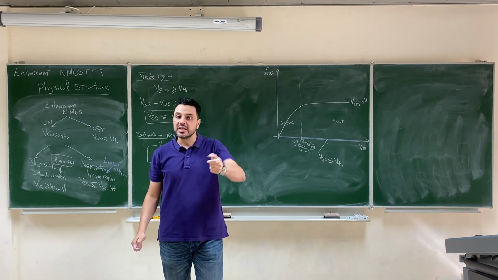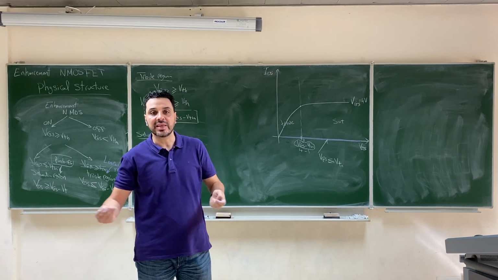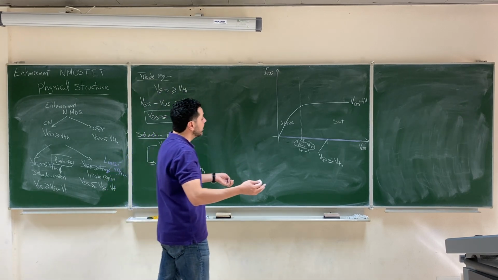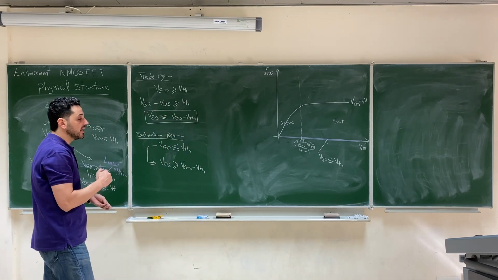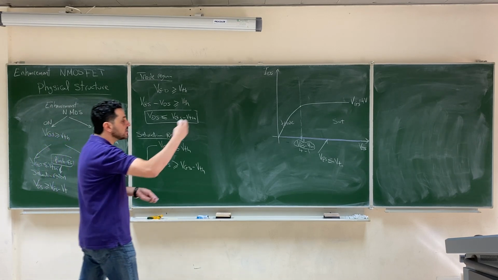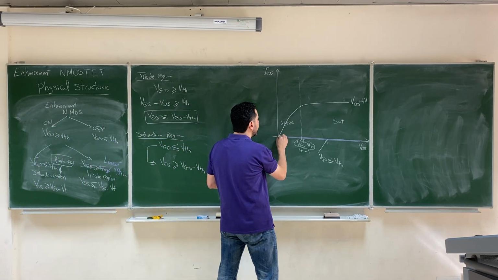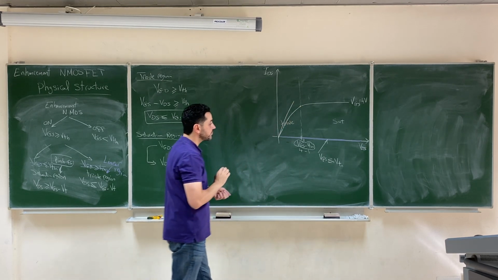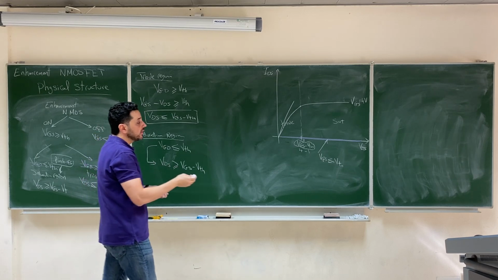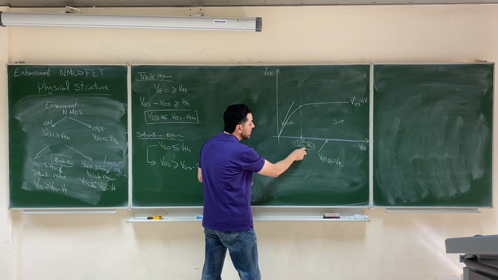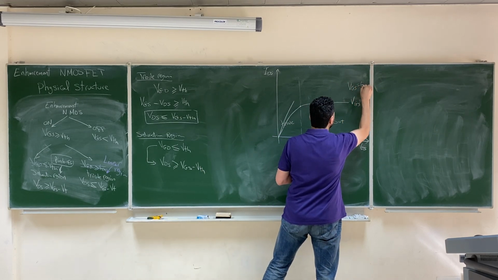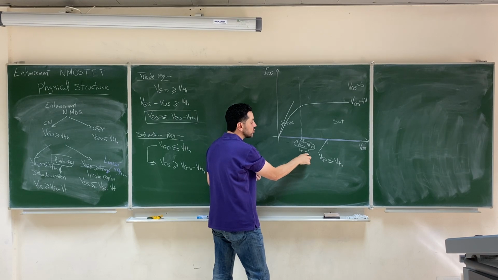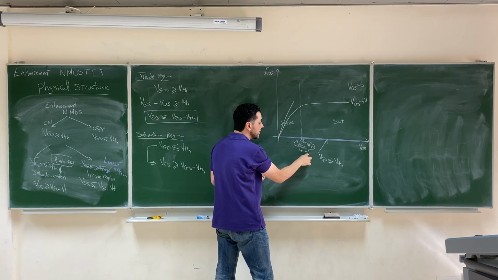What happens if we increase VGS or decrease VGS? What happens if we change VGS? We'll get a similar relationship. However, if we increase VGS, the current is going to be higher, so the current will be higher in the triode region. And what happens to this point? If we increase VGS, let's say we take VGS equals 6, then this point will be 6 minus 1, which is 5.